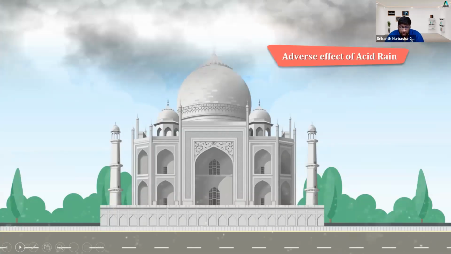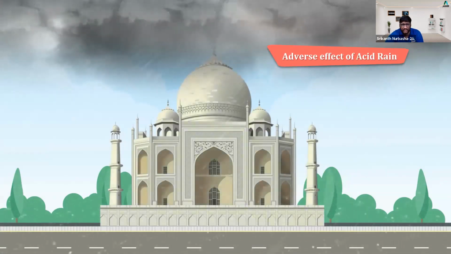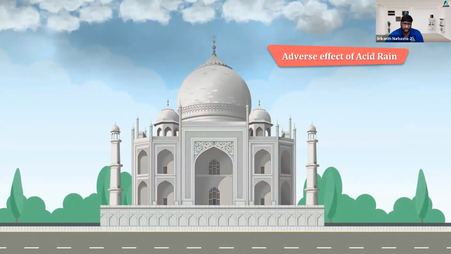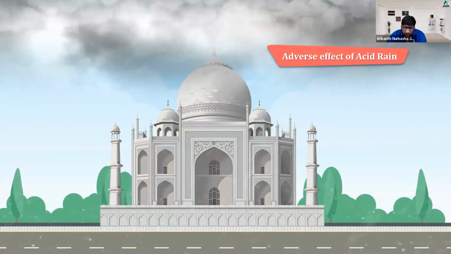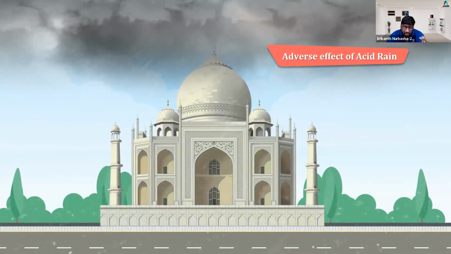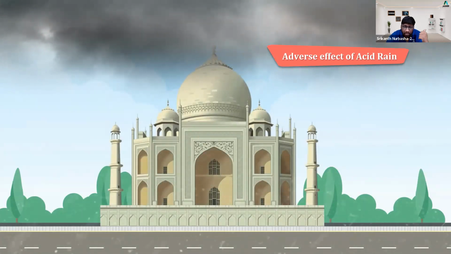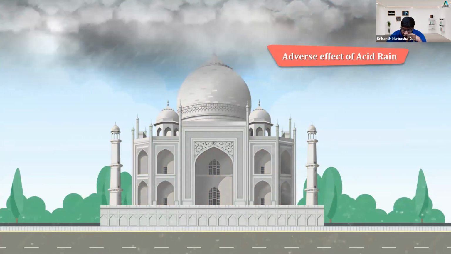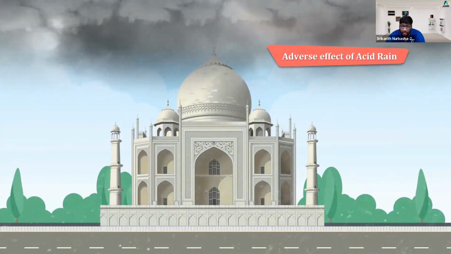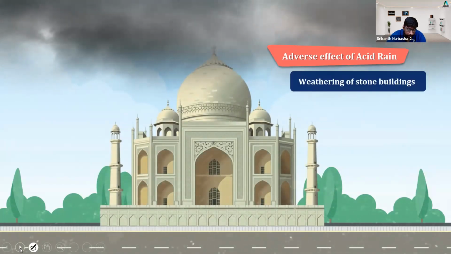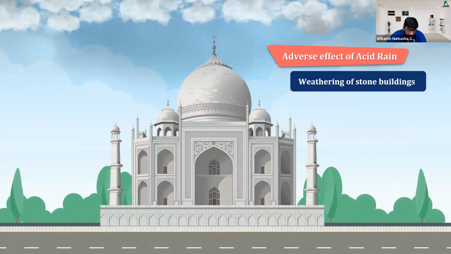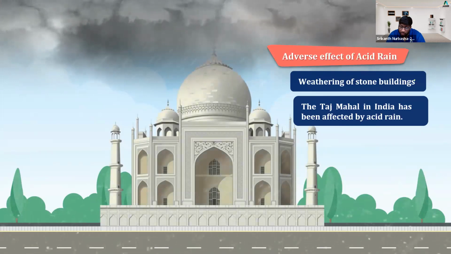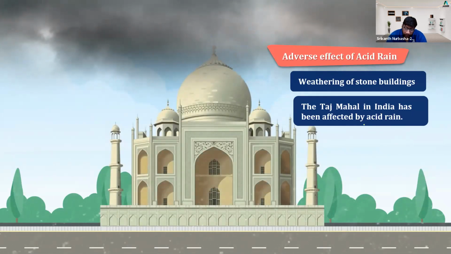And the Taj Mahal, okay, near the Taj Mahal in the Agra region, we have many industries. Because of the lot of industries, we have more SO2 and more NO2. Because of that, acidic rain is happening. Because of acidic rain, this monument has been changing its color. Yes or no? The Taj Mahal is actually affected by acid rain. Weathering of stone buildings: the Taj Mahal in India has been affected by acid rains.